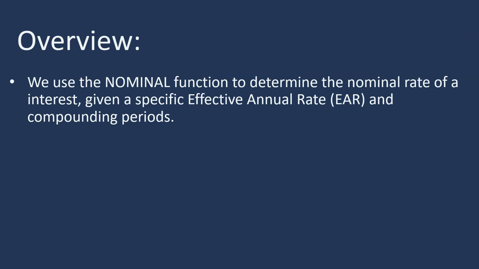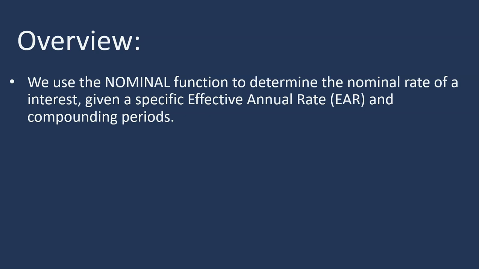So walking into this formula, what we're going to do here is take a look at using one of the pre-programmed Excel functions to derive the nominal rate of interest, also sometimes referred to as a stated rate. And we would be doing this if we were given an effective annual rate, also known as an EAR, and specific compounding periods.